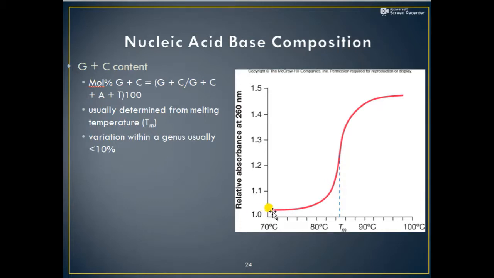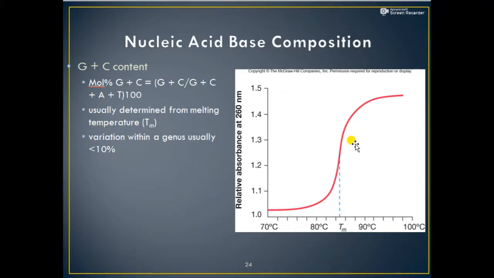I checked the absorbance. I got about 1 point something, a little bit above 1, but not 1.1. As the temperature is increasing, you can see that the absorbance of the DNA is increasing, and further on, it becomes almost stable. So there is a temperature at which the whole DNA becomes single-stranded. When the whole DNA becomes single-stranded, that is the time at which the absorbance increases.